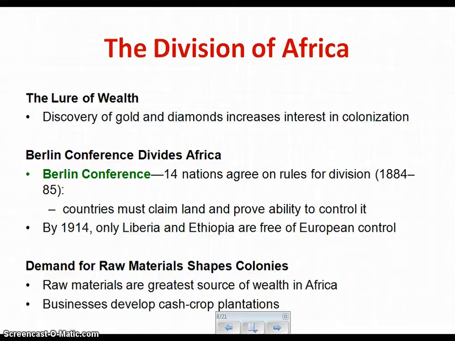The last thing that starts to develop in Africa is cash crop plantations. Cash crop plantations is when they have a whole farm dedicated to one crop, and that sole purpose is to make money. Now, I'm not going to talk about South Africa on this video.